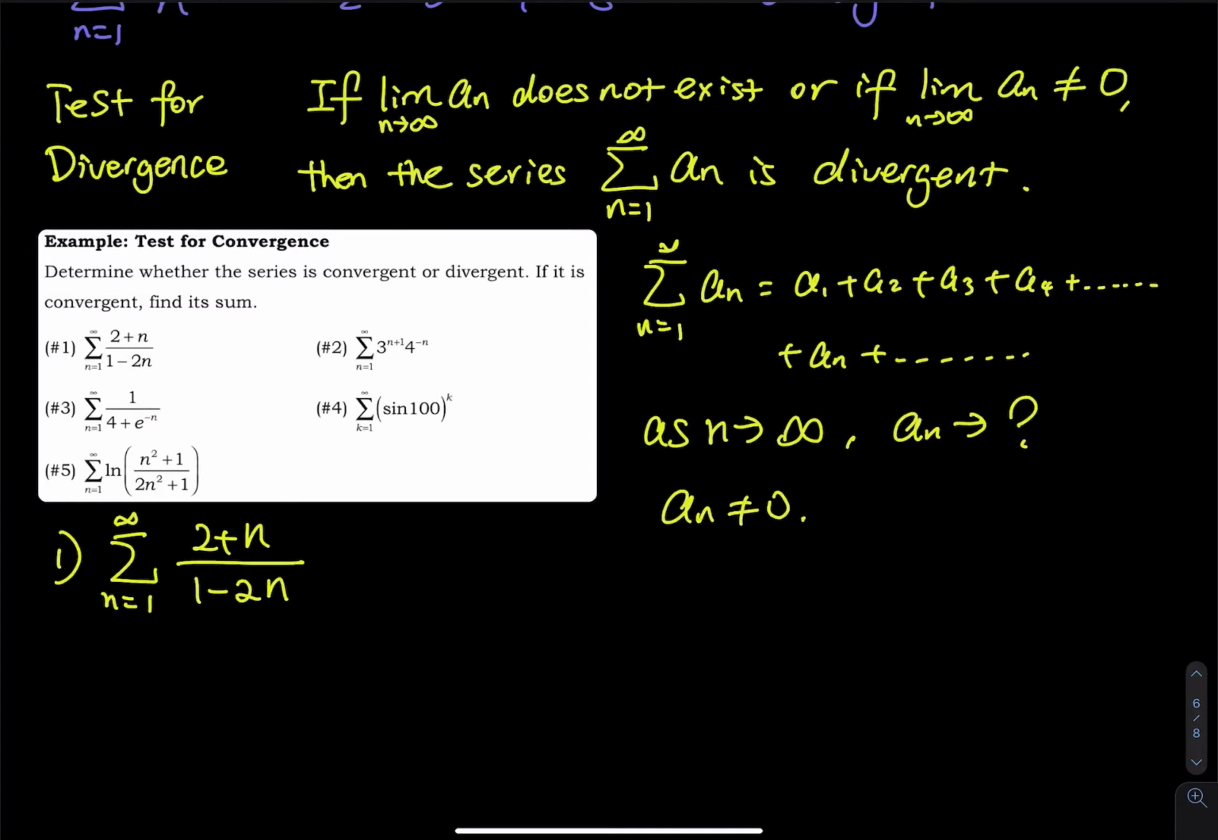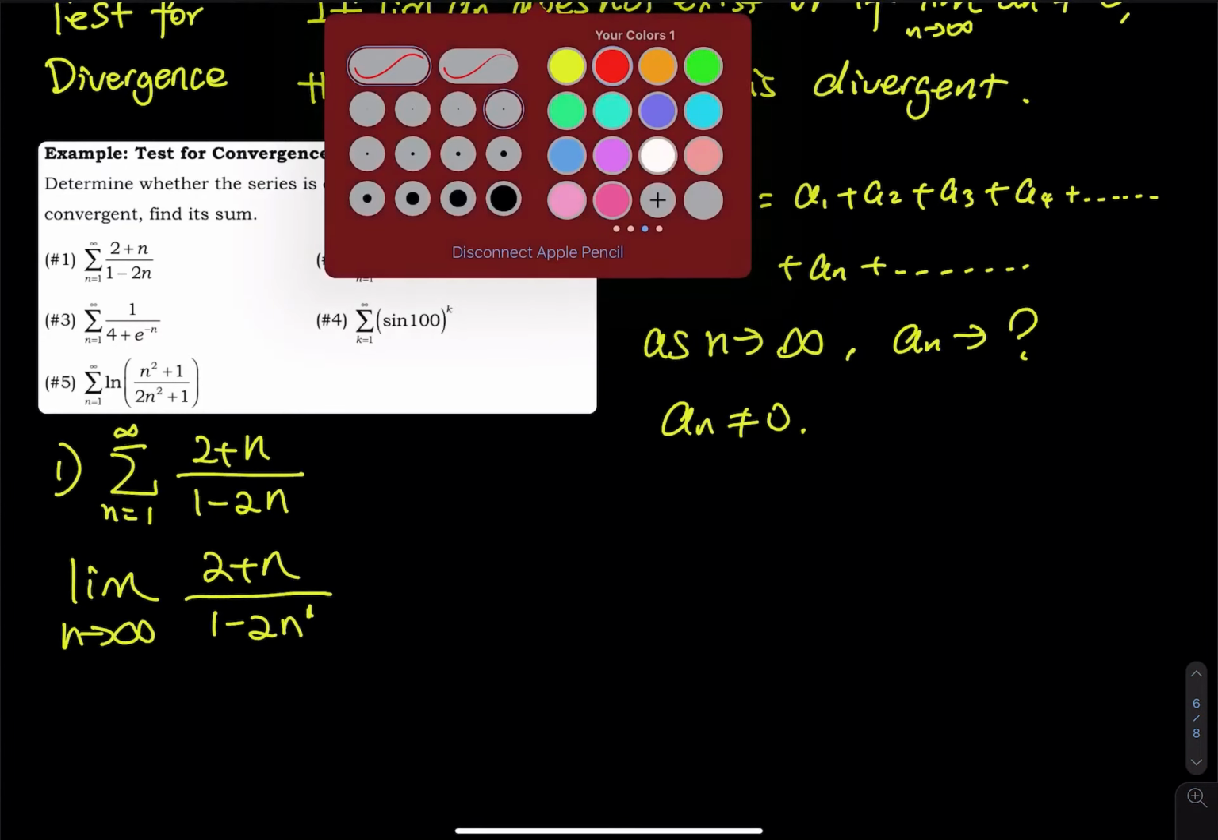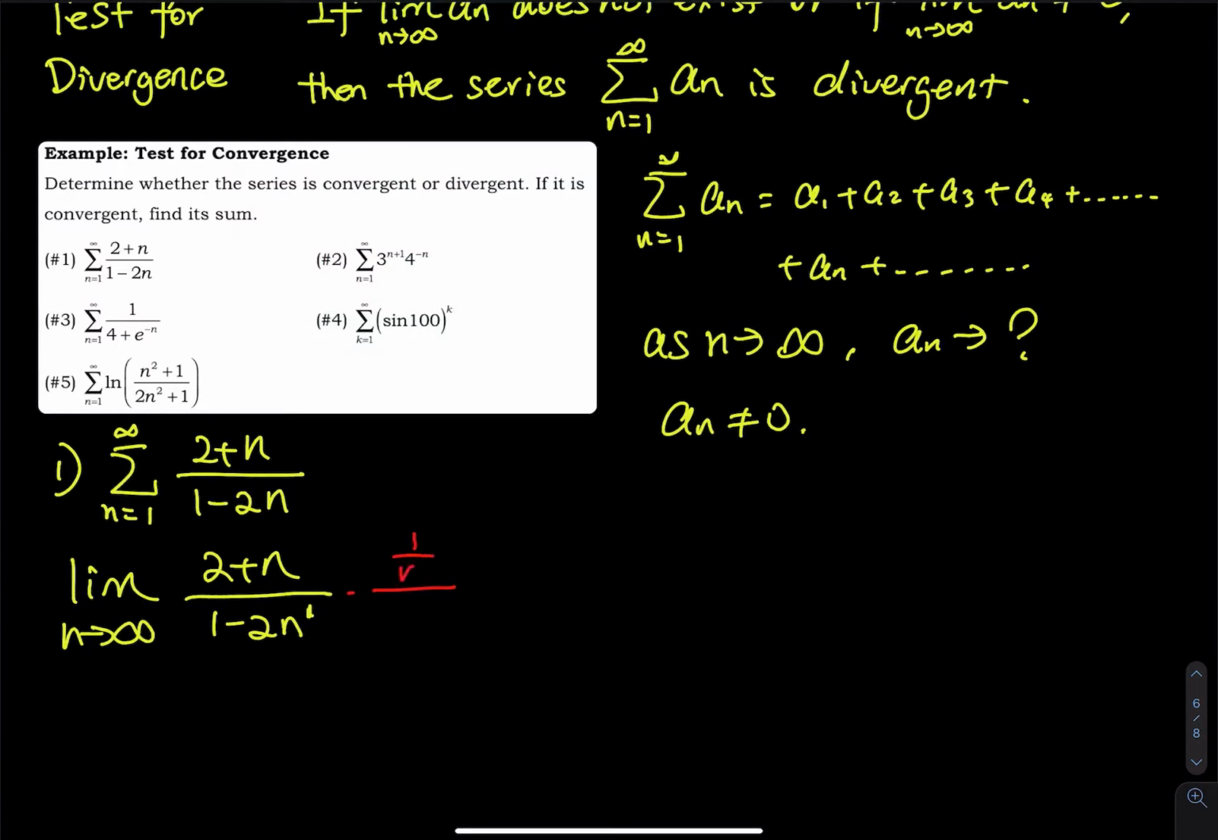So for this one we are returning to differential calculus. We are taking the limit as n approaches infinity of (2 plus n) divided by (1 minus 2n). How do you solve this type of limit? Do you still remember your differential calculus? You have to look at the highest degree in the denominator, which is 1, and then divide the top and bottom by 1 over n. If the highest degree is 2, then we divide the top and bottom by n squared.